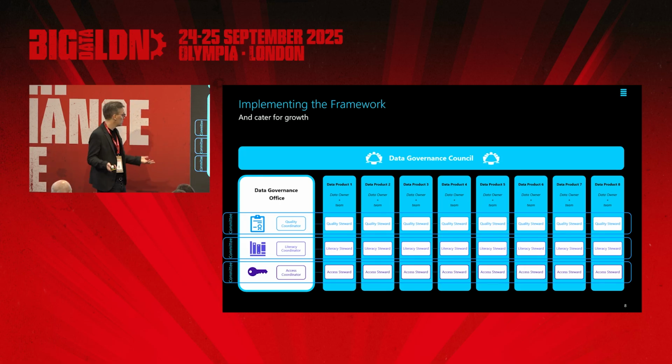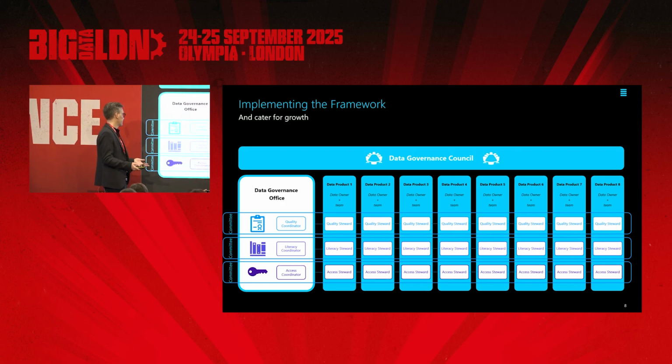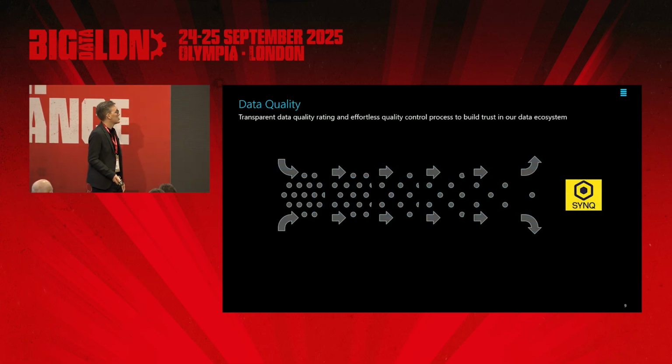What do these people do? They work together to make sure that whatever we are doing across the product, it's aligned and we're following the same way and we're implementing in a consistent way across all data products. This is the idea. Now let's dive a little bit into what we want to do.